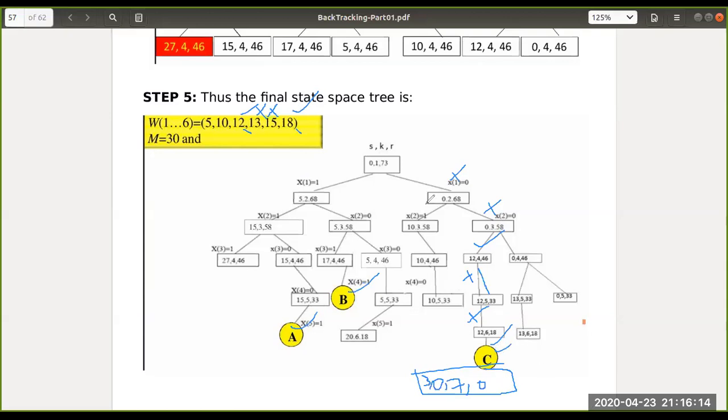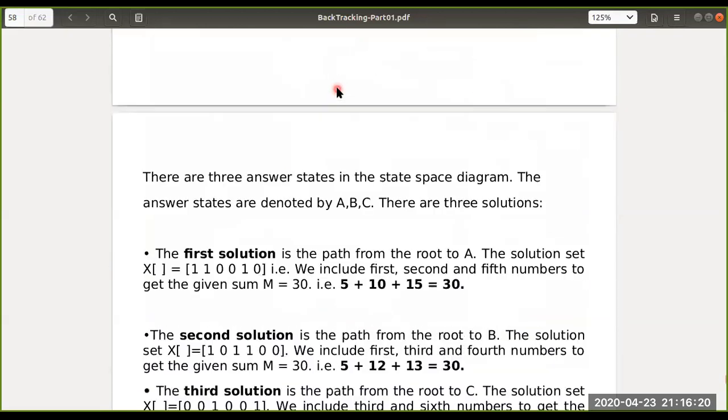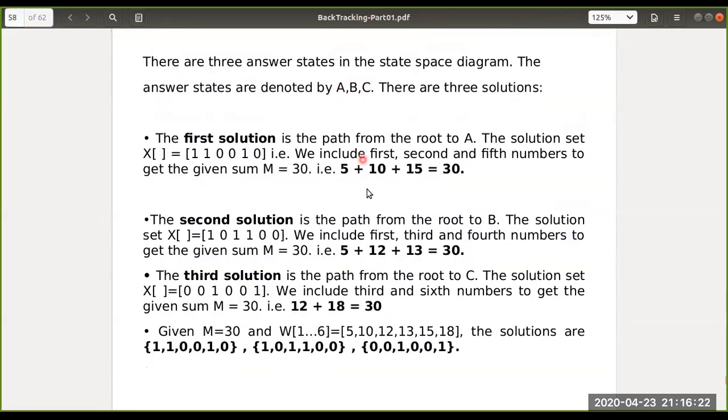This explanation is given in the next page. See this. Whatever discussion, the explanation, here it is given. That is only explanation. If you represent the actual solution, it will be like this, binary values. If including the weight means binary value 1. If not including the weight of that particular item, it is 0.